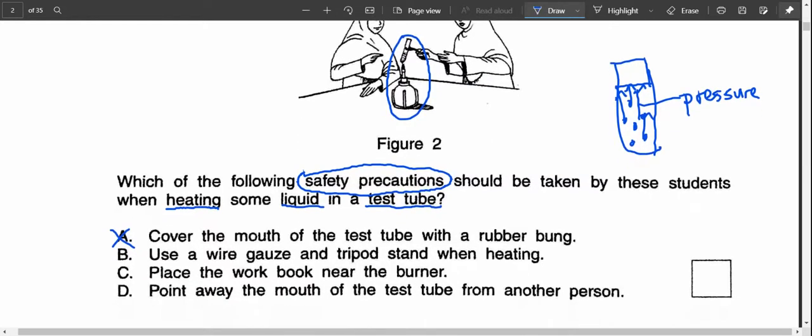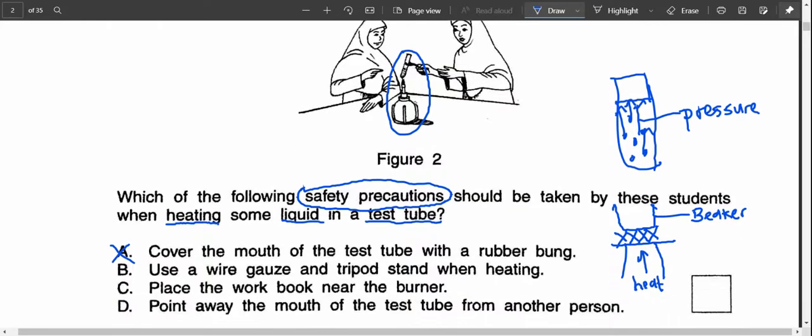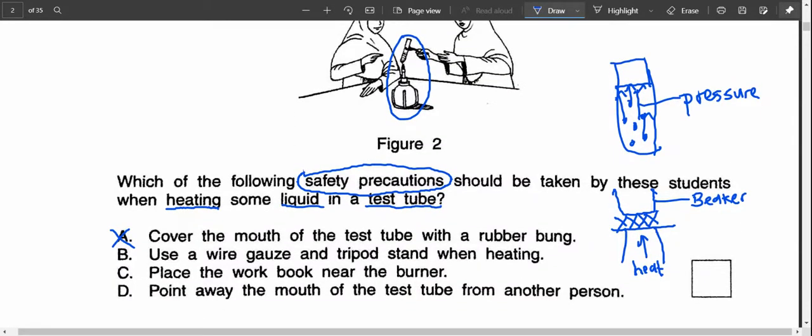B. Use a wire gauze and tripod stand when heating. So wire gauze and tripod stand look like this. This is a tripod stand, and wire gauze is represented by X like this. And usually you only do this when you're heating using a beaker. If you pay attention to the diagram shown above, she is heating using a test tube, and she is holding it using a test tube holder. Therefore, it's not necessary to use a big tripod stand and wire gauze in this instance. Therefore, B is also out.